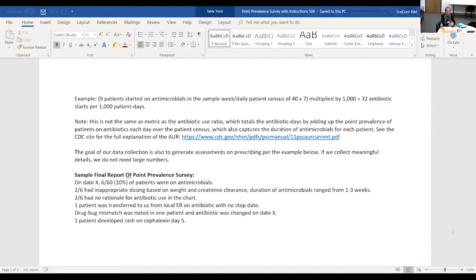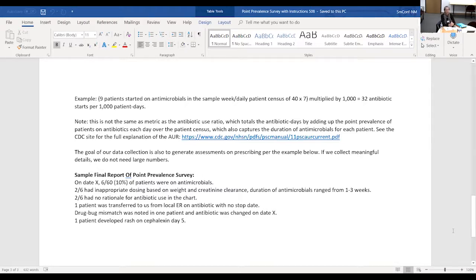One patient was transferred to us from the local ED on an antibiotic with no stop date. Drug-bug mismatch was noted in one patient, and the antibiotic had to be changed on day Y. And then one patient developed a rash on Cephalexin on day 5. So you can see how even just collecting 6 patients, you have a wealth of information there to talk about.